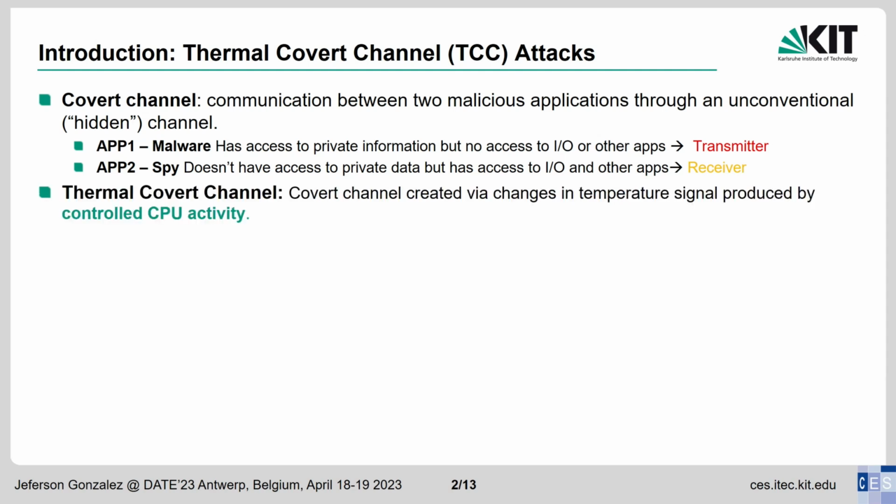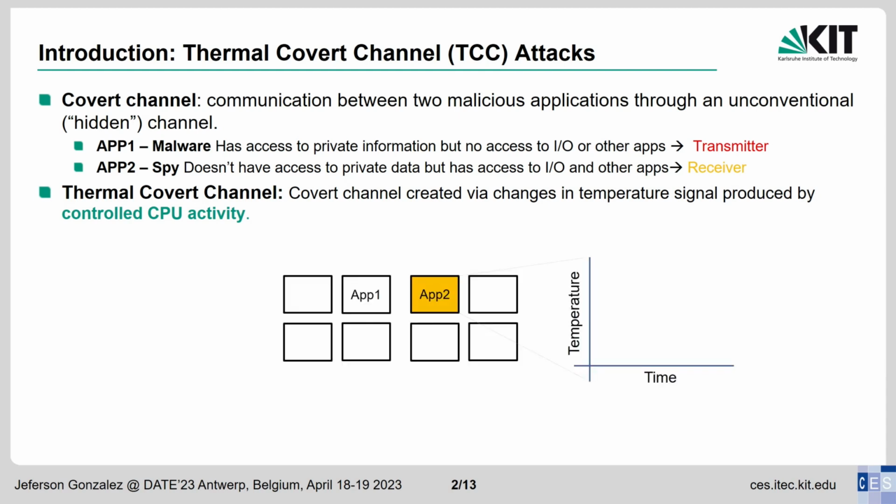A thermal covert channel is a type of covert channel created via changes in the temperature produced normally by controlled CPU activity. In the example figure, we can see an 8-core system. Application 1, the transmitter, and Application 2, the receiver, are executed on different cores. When Application 1 intends to transmit a bit of 1, it raises the temperature of its core by doing some processing for some time. Because of the closeness of the cores, this temperature increase can be seen by the receiver on its own core thermal sensor. This way, the applications have communicated through heat transfer.